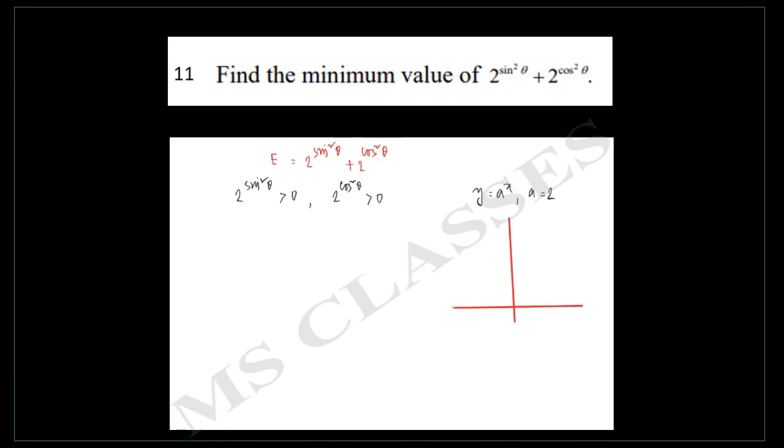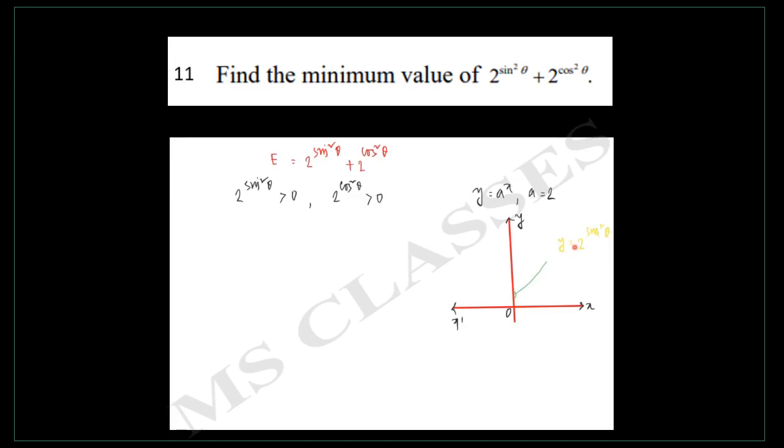So if you recollect how the graph of 2 to the power of x looks, you can think of it in this way. This is above the x-axis for sure, because you see here sin square theta varies from 0 to 1, and cos square theta also varies from 0 to 1. So if I draw here approximately y equal to 2 to the power of sin square theta, sin square theta will vary from 0 to 1.